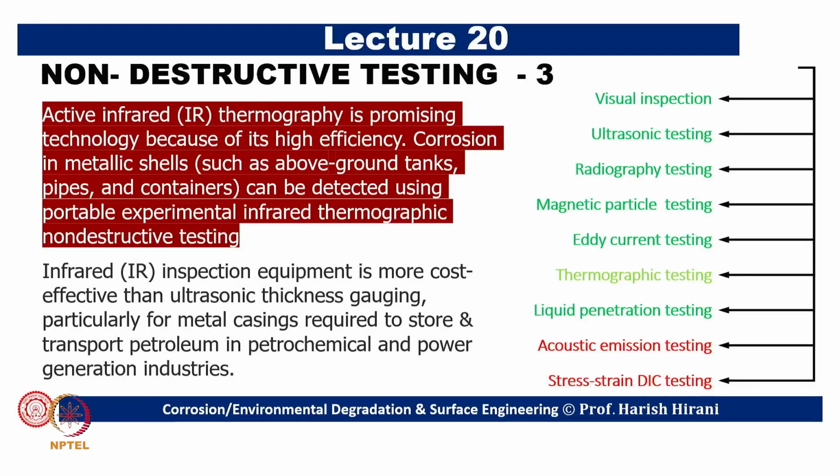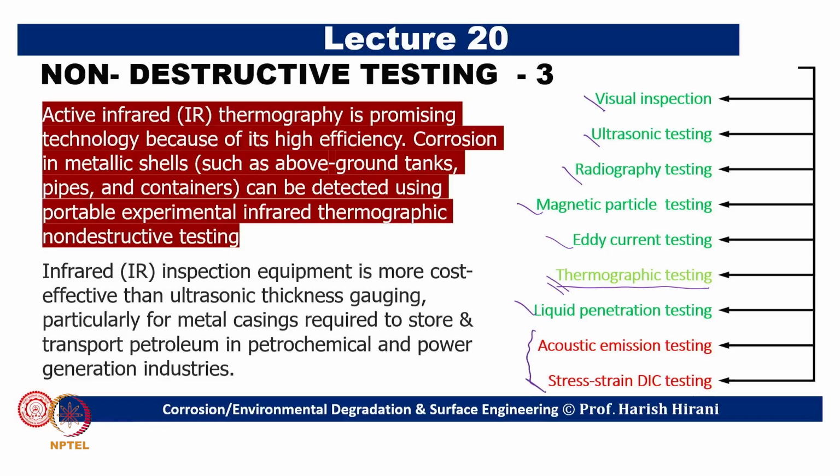What is shown in this slide says very clearly, in green color, visual inspection is clear, ultrasonic testing we have covered, radiography we have done, and magnetic particle, eddy current, and liquid penetration tests have been covered also. Now, thermographic testing was covered in a previous lecture, but in this lecture I also want to continue and give one or two examples. And after that we will be covering acoustic emission and stress strain DIC testing.